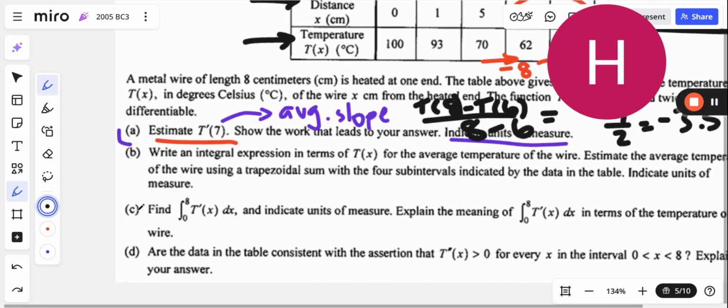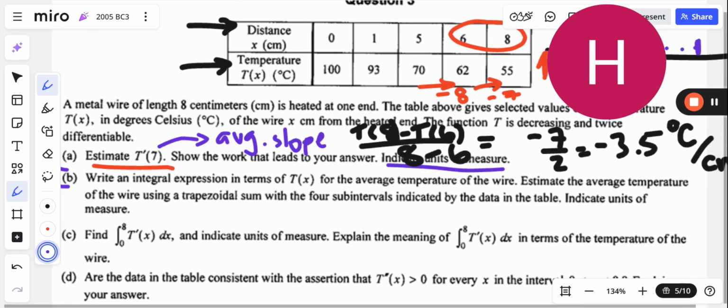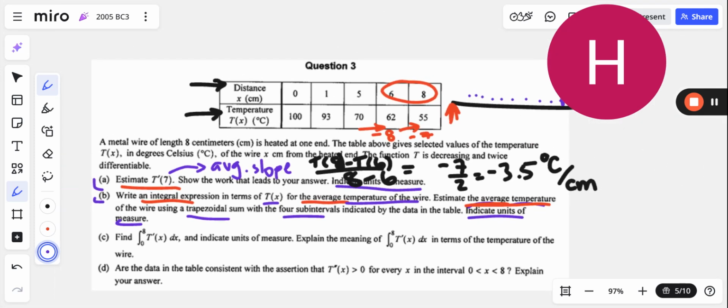Okay, let's talk about part B. It says write an integral expression in terms of T for the average temperature of the wire. Estimate the average temperature using a trapezoidal sum. Okay, so that's actually a thing we're going to get points on. Using 4 subintervals that are given by the data and indicate units of measure. Okay, so this is going to take a little while. If you gave yourself 15 minutes, that's totally fine.